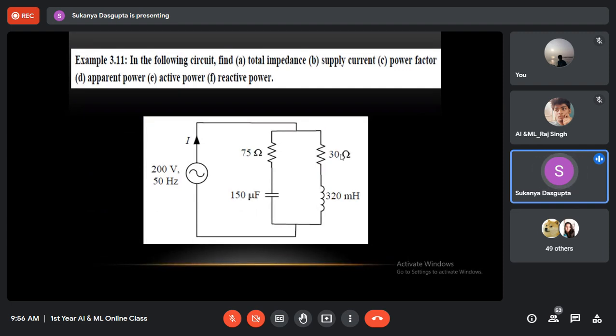Here you are supposed to find out the powers: apparent, active, reactive. The circuit is simple, only two branches in parallel. So first you will calculate the impedances of these two branches. Quickly calculate first the overall impedance, because your first question is to calculate the total impedance. So quickly calculate the total impedance and supply current. These parts you can calculate on your own now. Next I'll show you how to calculate different types of powers and the power factor.